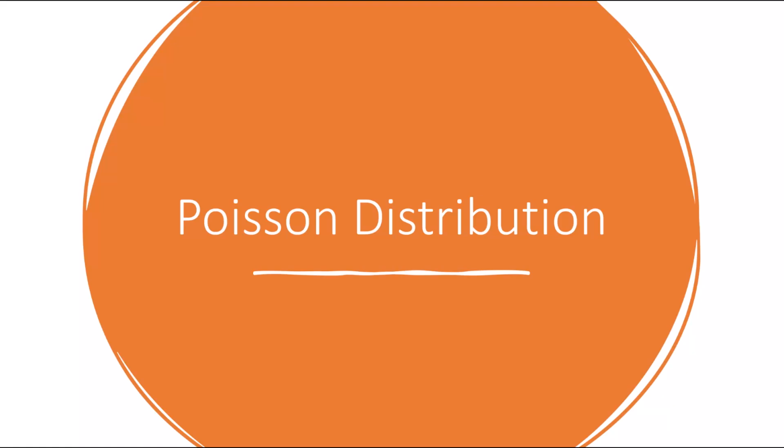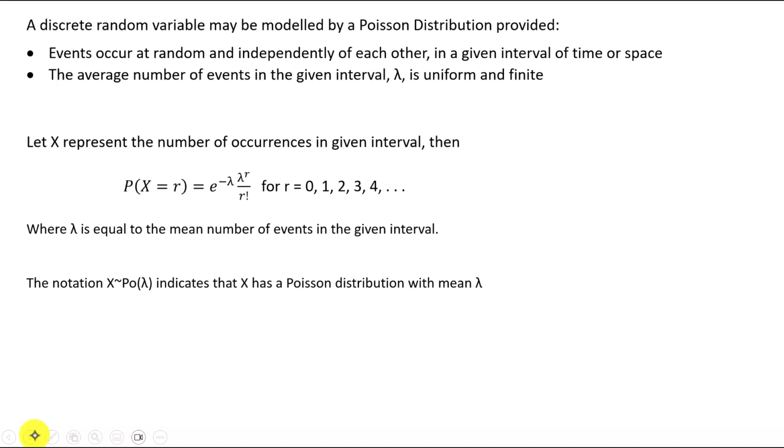Okay, in this video we're going to talk about the Poisson distribution. There are a few things you have to be aware of that have to be true in order to be able to use this distribution. A discrete random variable may be modeled by a Poisson distribution provided that events occur at random and independently of each other in a given interval of time.